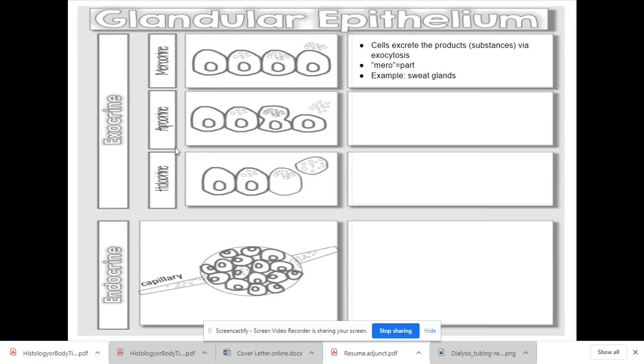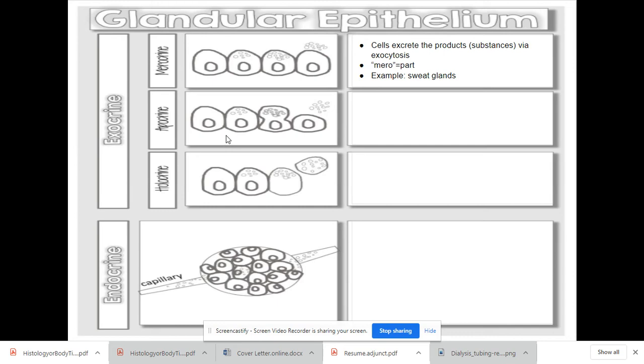And there are three kinds depending on how they do this. The merocrine glands, the cell secretes or excretes the product through a process called exocytosis. So you have the substance here, these little dots. They'll gather towards one surface of the cell, and these substances fuse with the membrane and just dump themselves out. An example would be the sweat glands.